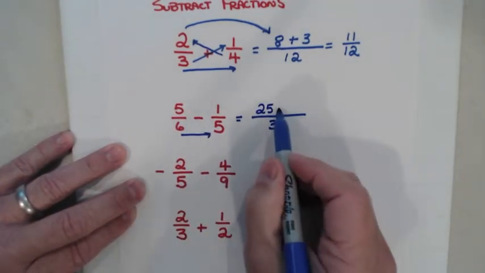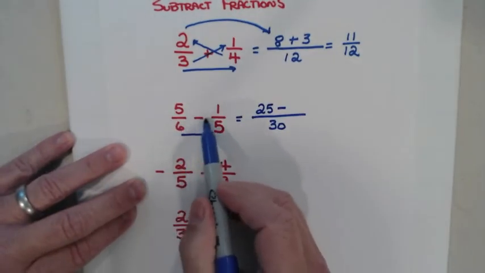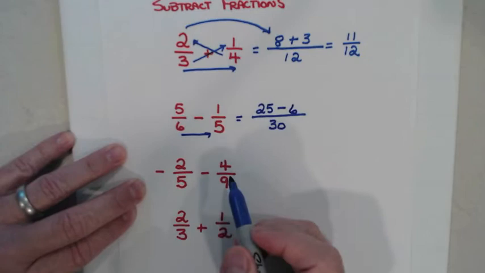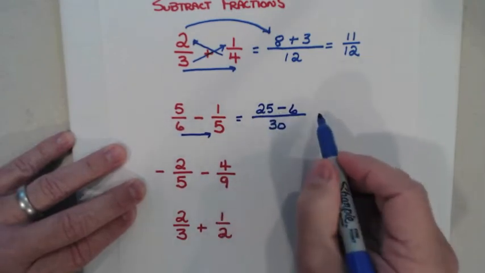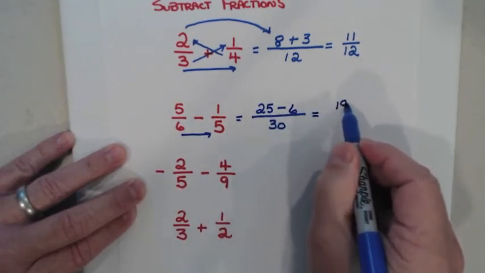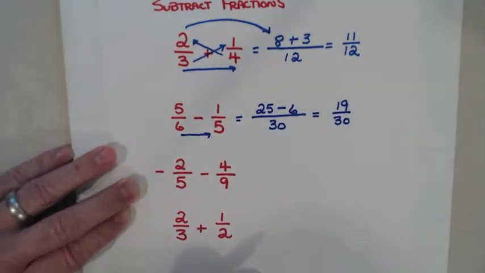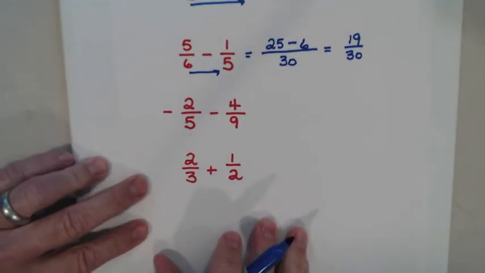Since I'm subtracting, I put a minus there, and then I need to multiply these two together. 6 times 1 is 6. 25 minus 6 is 19 30ths.